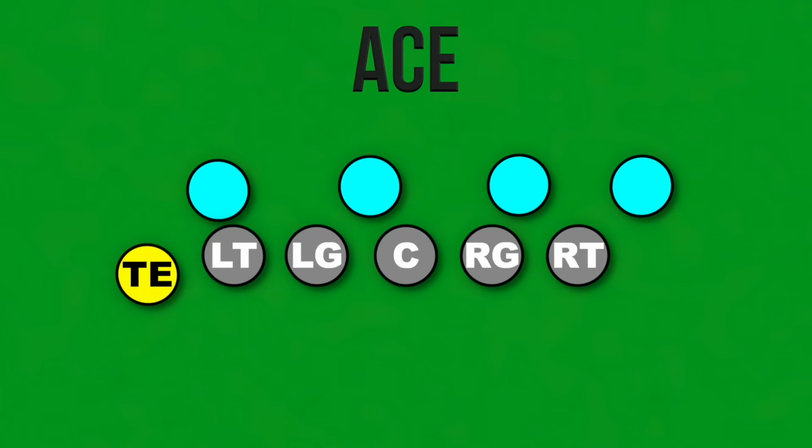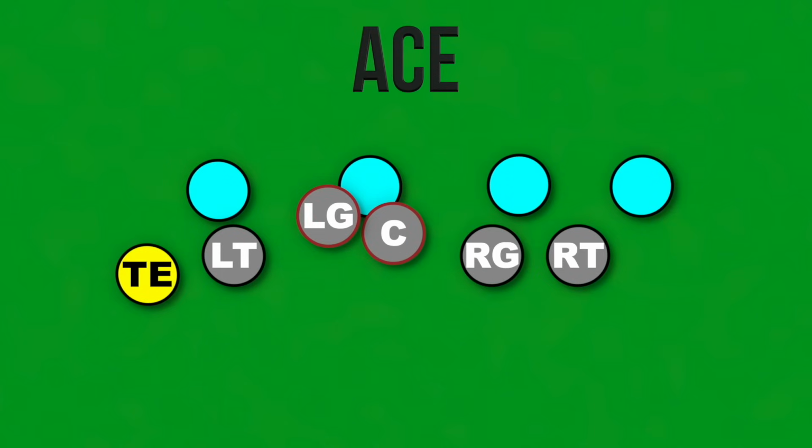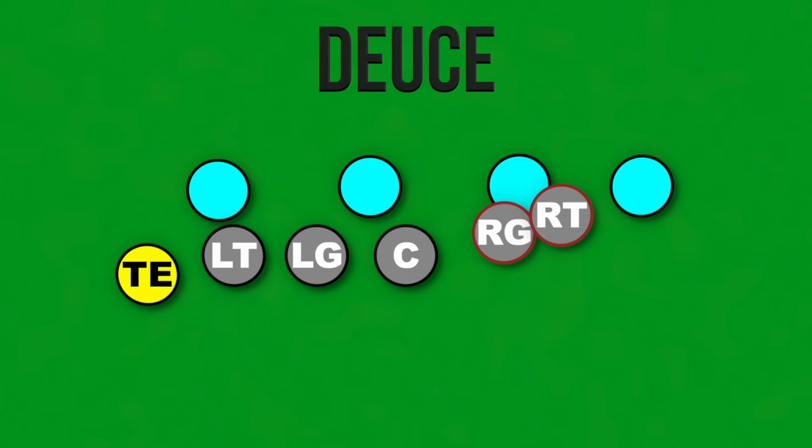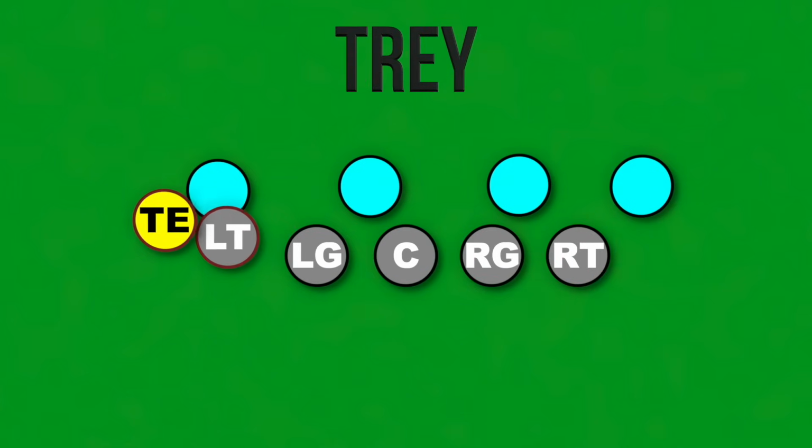An ace block is a combo block between the center and the guard. A deuce block is a combo block between the guard and the tackle, and a tray block is a combo block between the tackle and the tight end.